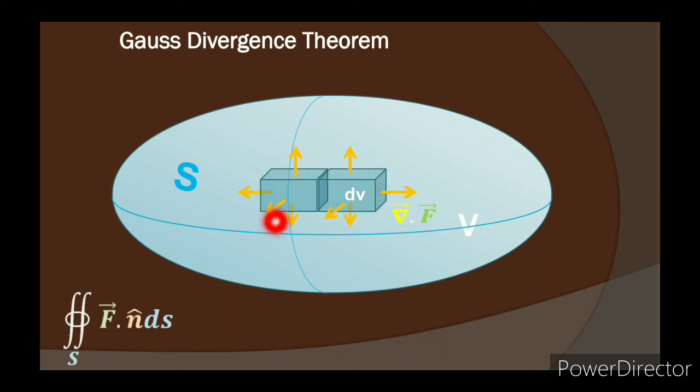If we continue this process, then we see that the volume integral of the divergence of F gives the normal passing tendency across the closed surface S, which is equal to the surface integral of F over S. This is the Gauss divergence theorem.